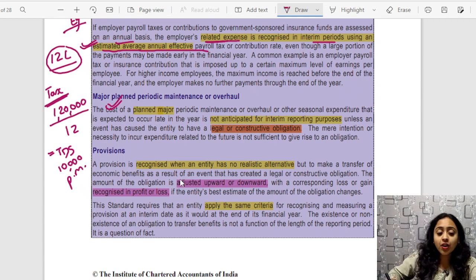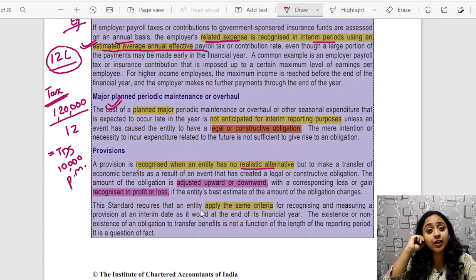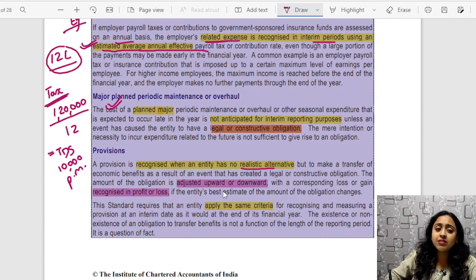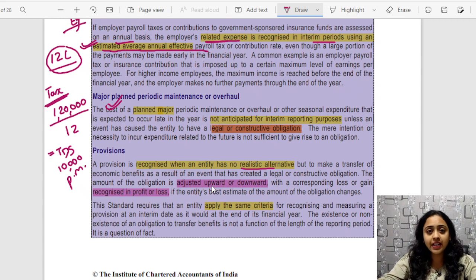Provisions are recognized when an entity has no realistic alternative but to make a transfer of economic benefits. If you have no other alternative to avoid it, but you have to make such payments, then you will have to make provisions. Okay, this can be adjusted upward and downward at the end of every interim quarter, and at the end of the financial year as well.